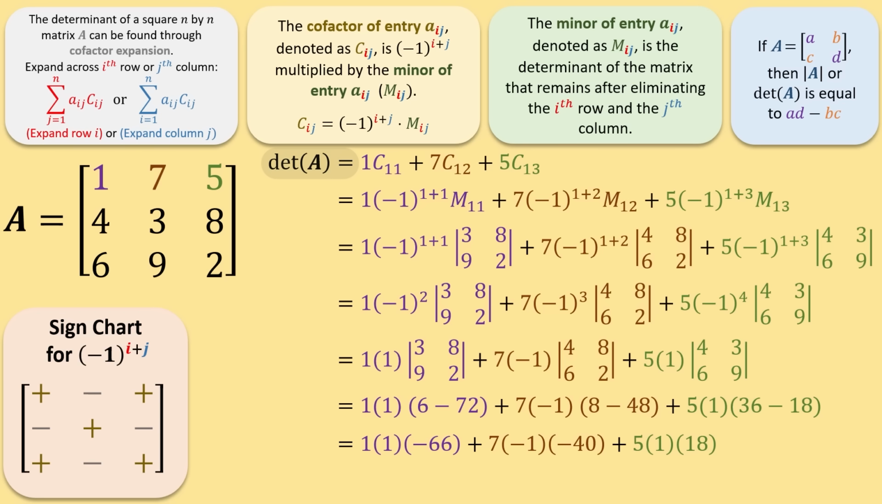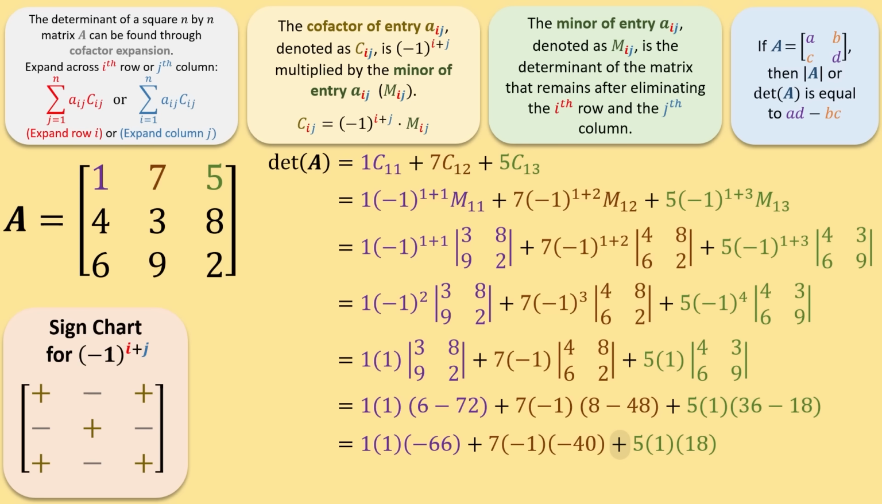The determinant of A is equal to the first row entry 1 times positive 1, the value we got from the sign chart, times negative 66. And this was the first row entry times its corresponding cofactor. We add the entry in the second position, the 7, times the sign from the sign chart, which is negative 1, times negative 40. This is the second entry of our row times its corresponding cofactor.